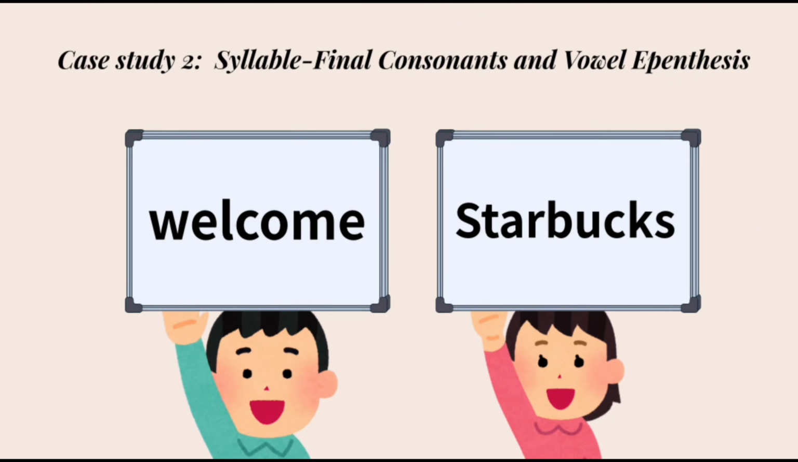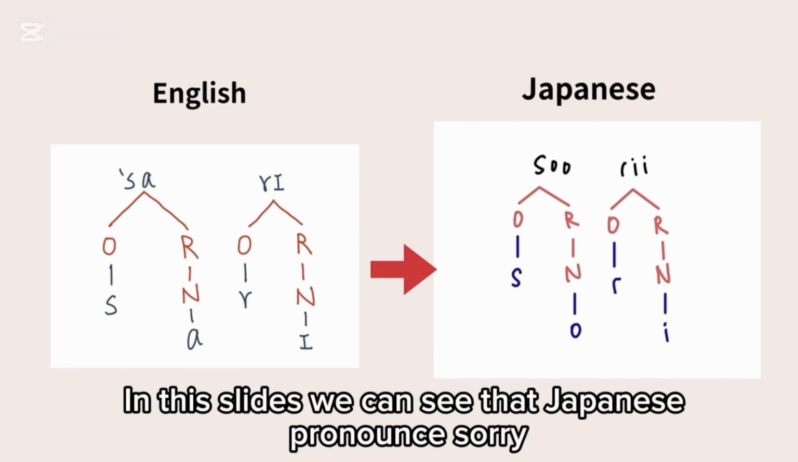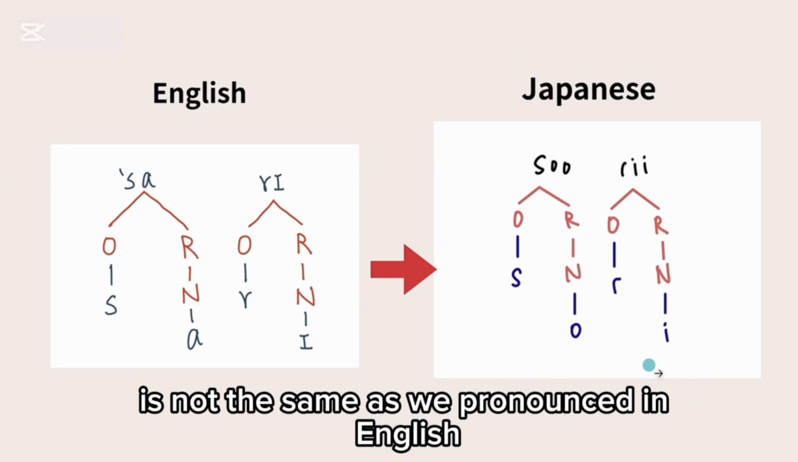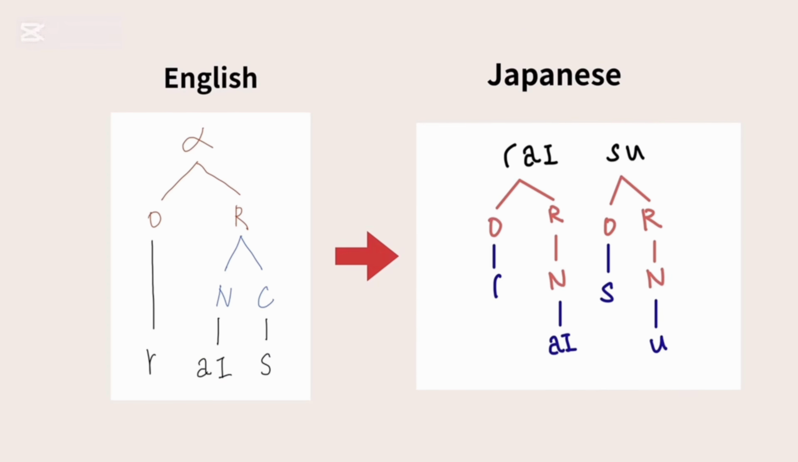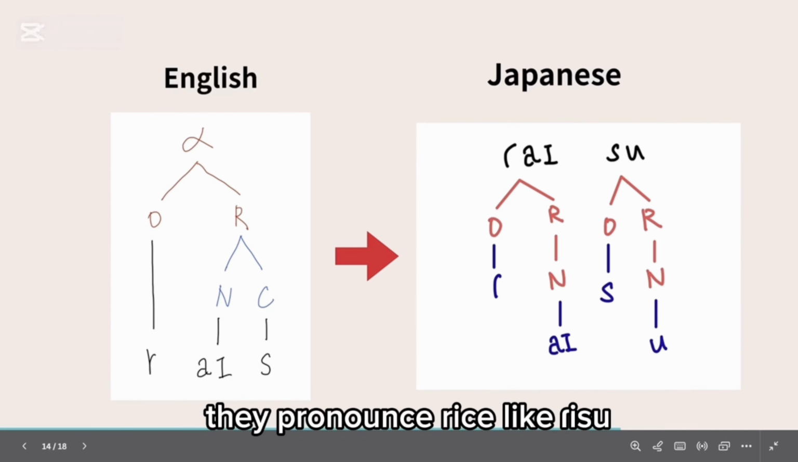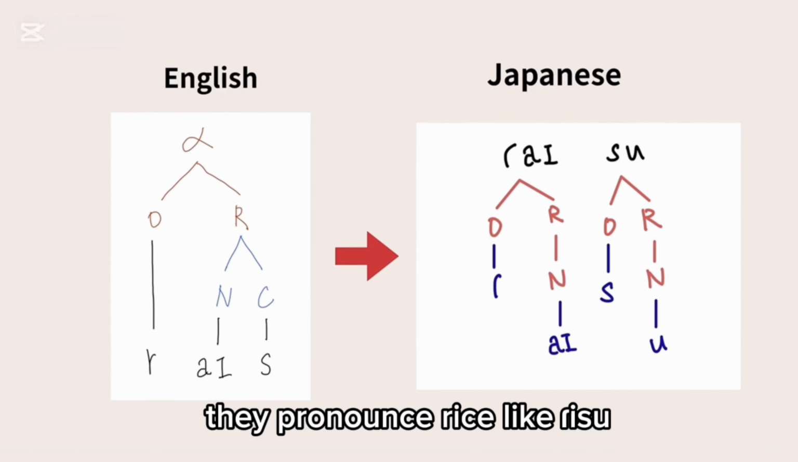Welcome, werukamu. Starbucks, sutabakusu. In this slide, we can see that Japanese speakers pronounce "sorry" like "sori". The r sound is not the same as we pronounce it in English. And the case of "rice" is the same, they pronounce "rice" like "raisu".